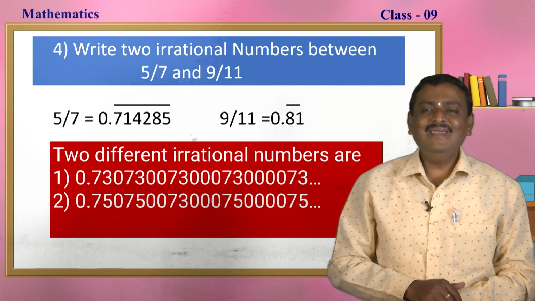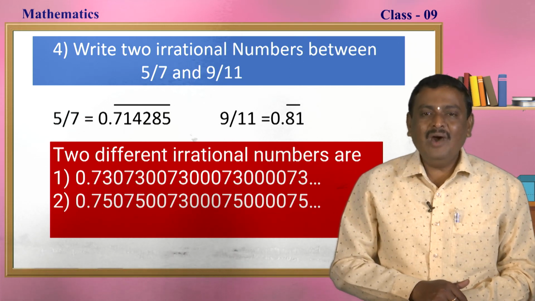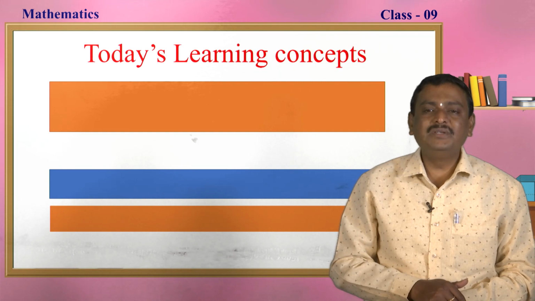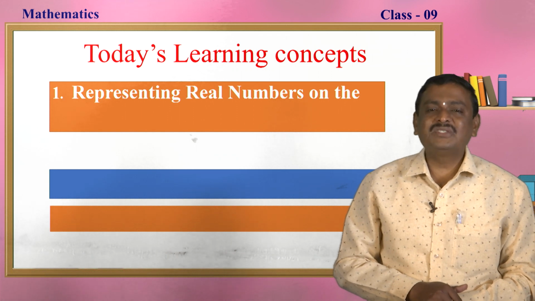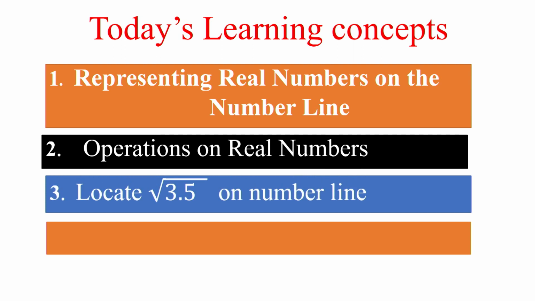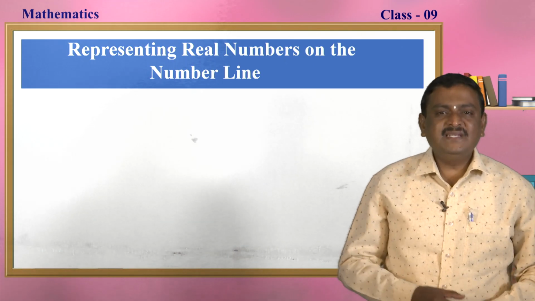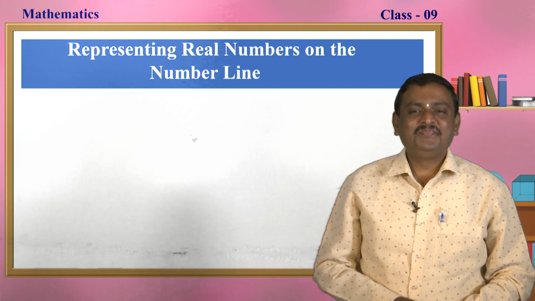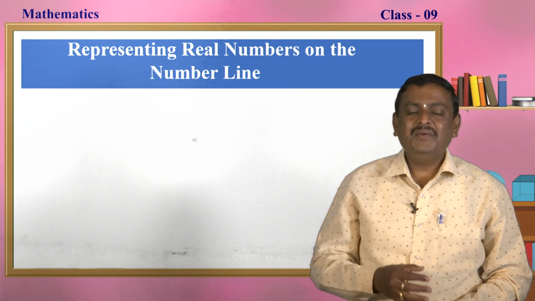Congratulations, many students did your homework and showed your teacher. Now let us move on to what we are going to learn today: representing real numbers on the number line, operations on real numbers, locating root 3.5 on the number line, and laws of exponents for real numbers. My dear students, you already represented root 3, root 2 and root 5 on the number line.